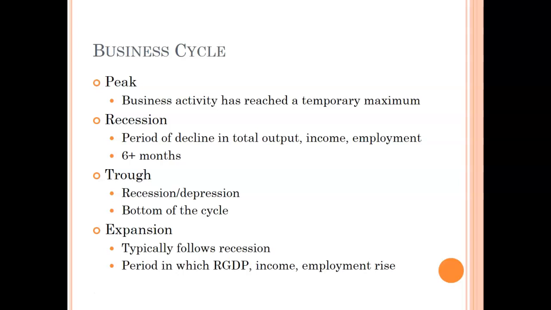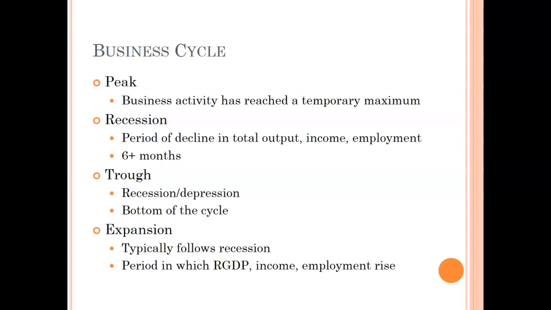So there are four different sections of the business cycle: the peak, recession, trough, and then expansion. The peak is just going to be the highest point, where the largest amount of business activity is reached. It's going to be a temporary thing, and the business cycle is always hindsight. You realize you were at the peak once you're kind of done with it though.